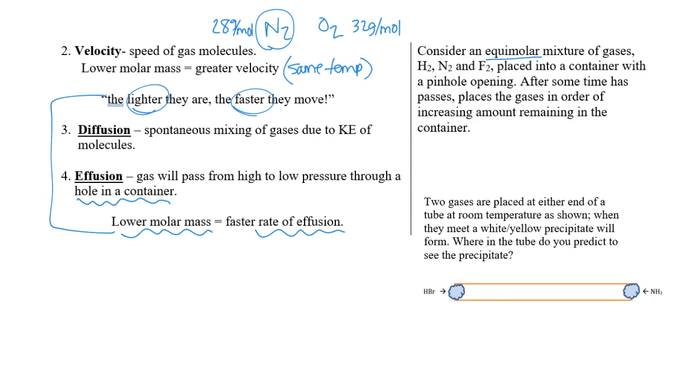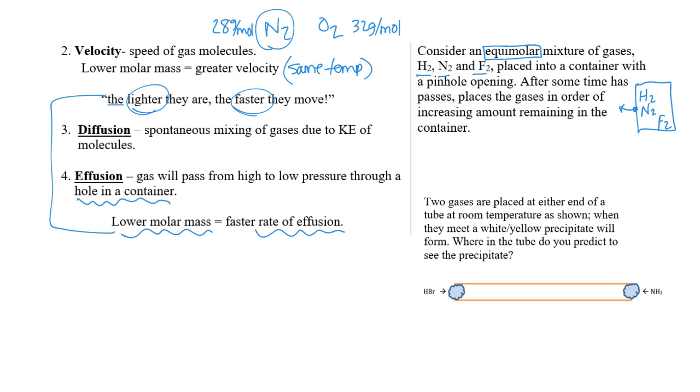So over on the right side, it says consider equimolar. They really like to use this word to mean equal amounts of moles. So I have equal amounts of moles of hydrogen, nitrogen, and fluorine placed in a container that has a pinhole opening. Just picture a container with H2, N2, and F2, and then a little hole in the container, and the gases are going to be able to leak out of that little hole, okay?